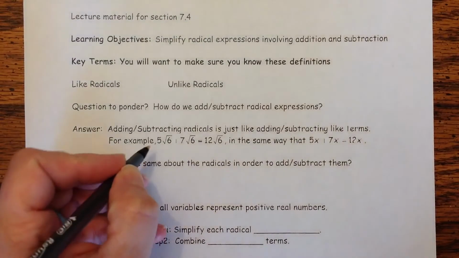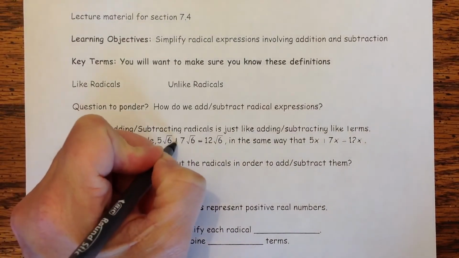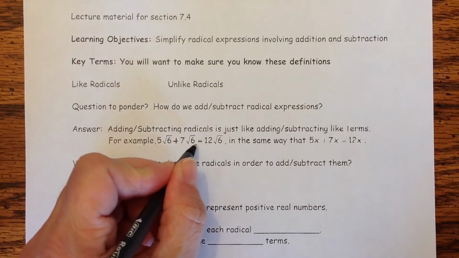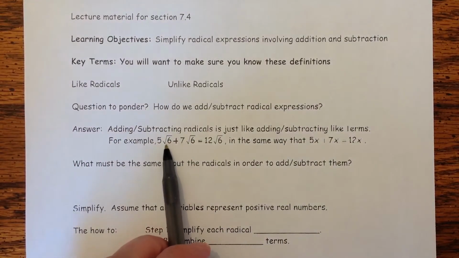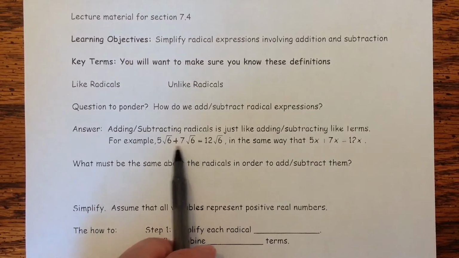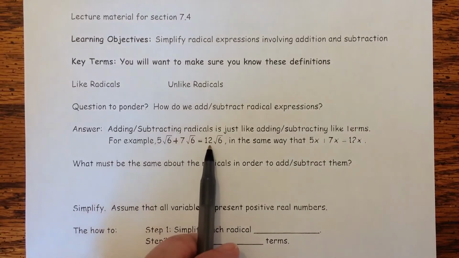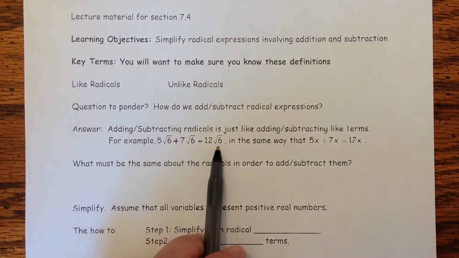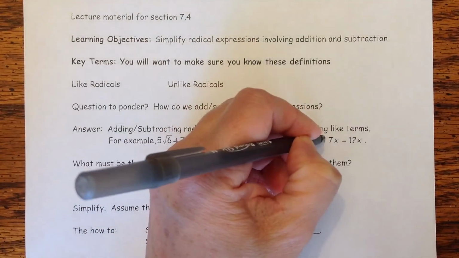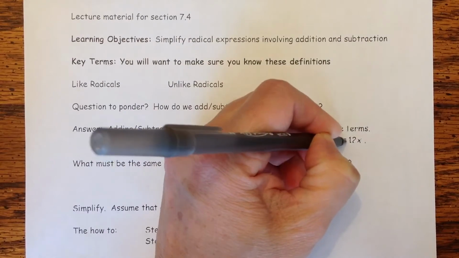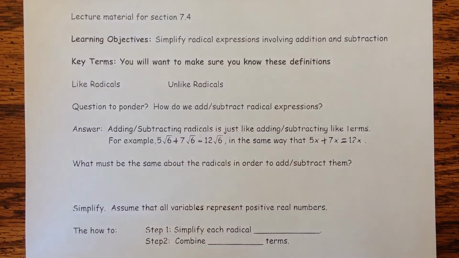So for example, 5 square roots of 6 plus 7 square roots of 6 equals 12 square roots of 6. You can see since these expressions share the same radical, we add the coefficients in front and keep the same radical. It's just the same as taking 5x plus 7x equal to 12x.